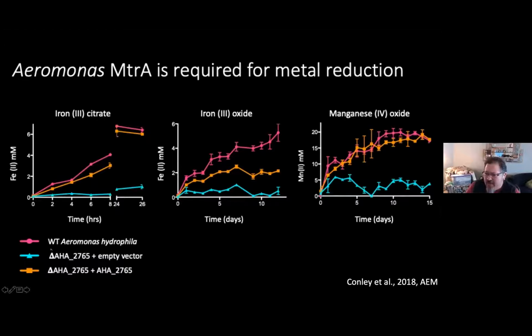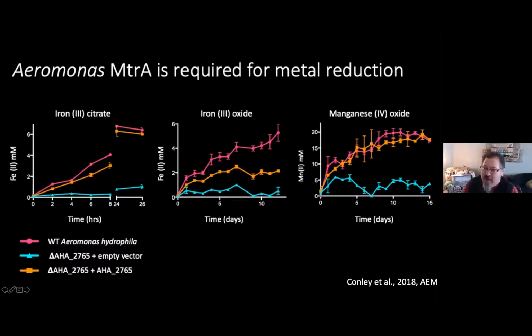And in pink, you have the wild type strain reducing over time. You can see here, iron citrate goes fast. It's soluble, and so cells do this reaction pretty fast. But for iron oxide and for manganese oxide, this is now a couple of weeks. So this is about twice as slow as Shewanella, and that's something we'll come back to a little bit later. But what you see in pink is the wild type producing iron 2 over time, and manganese 2 over time.